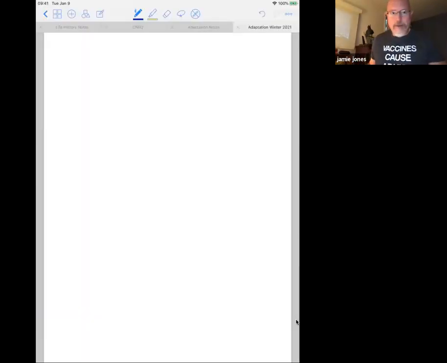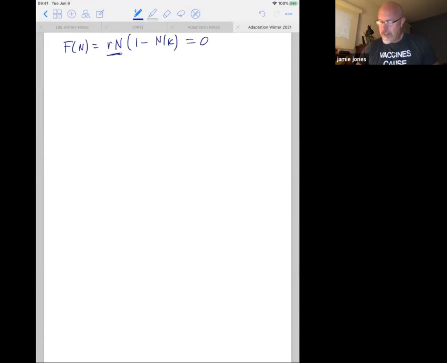Important feature of doing a whiteboard session. And I want to just remind us about we've got f of n equals Rn times 1 minus n over k for the logistic model. Okay, and so, oh, good Lord, I don't know if you can see that. To find the equilibria, we set that equal to 0. It is a product of two things, right? It's a product of R times n, and it's a product of 1 minus n over k. Those are the two things that we're multiplying together.